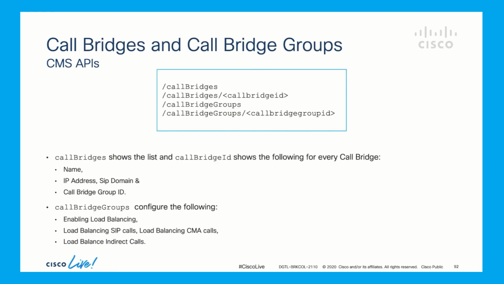These are the APIs used to create call bridge groups and then add call bridges in the groups. Call bridge groups are where the load balancing related configurations are done.